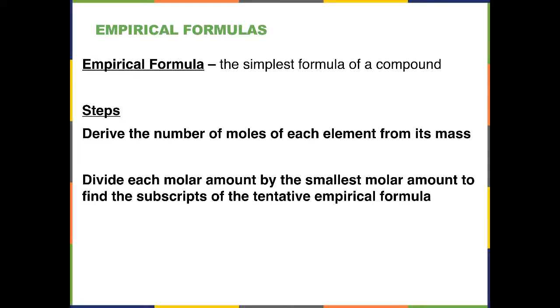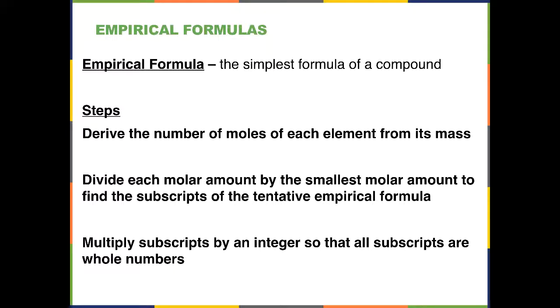Secondly, you divide each molar amount by the smallest molar amount to find the subscripts for the tentative empiric formula. What that means is, let's say you do the calculation and you have 3 elements, and there's 1 mole of one element, 2 moles of another element, and 3 moles of a third element. The smallest of those 3 is 1, so you divide 1 into all 3 of those numbers, and that gives you the tentative empiric formula.